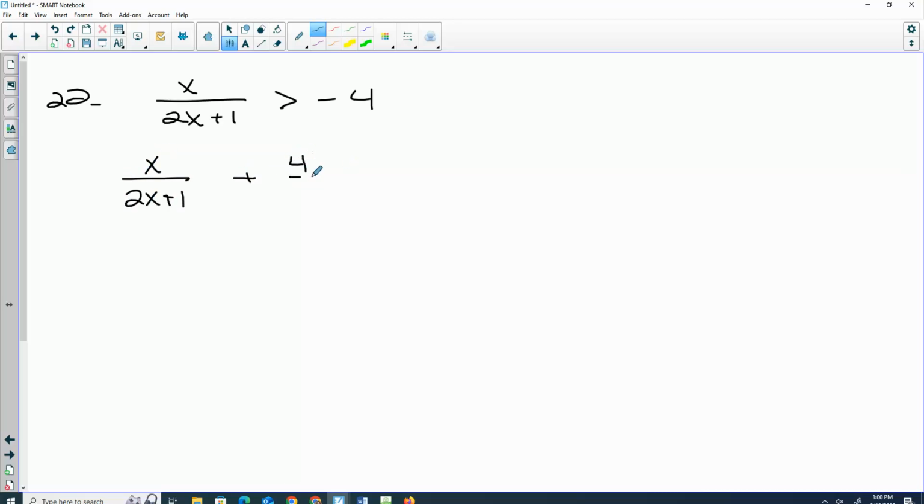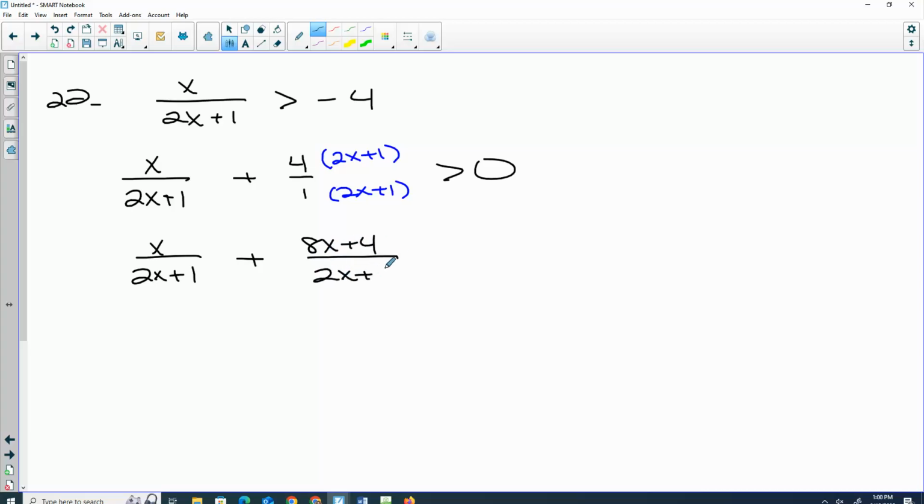That's like a 4 over 1. We know if we want to add or subtract fractions, they have to have a common denominator. So I would have to multiply this by 2x plus 1 on top and bottom. Let's say x plus 4 over 2x plus 1. Same denominator, so you add the numerators. 1x plus 8x is 9x plus 4 greater than 0.